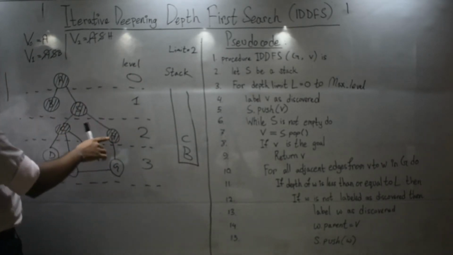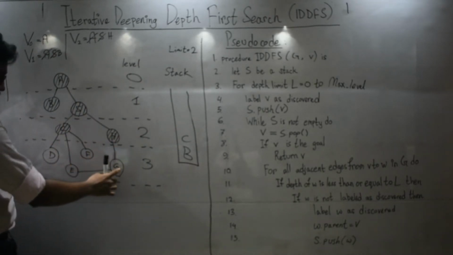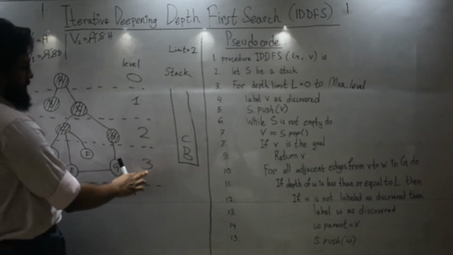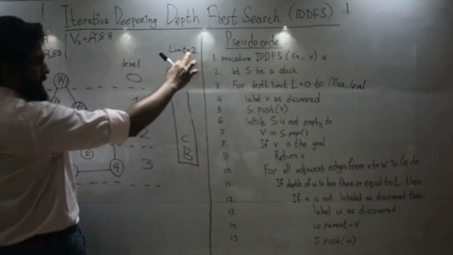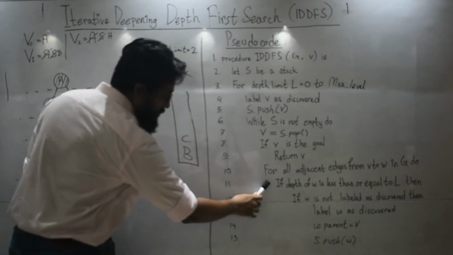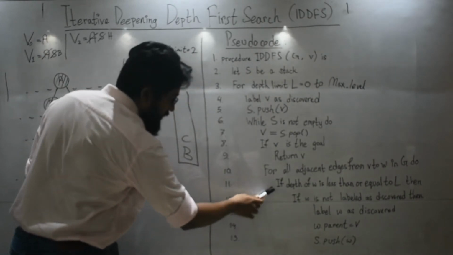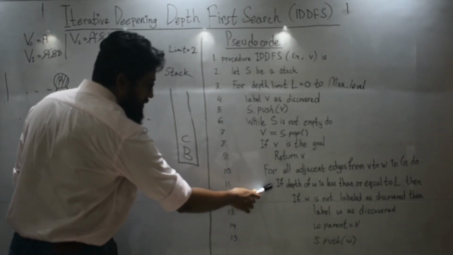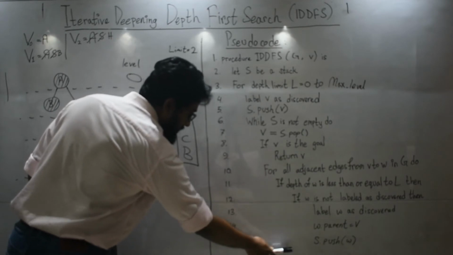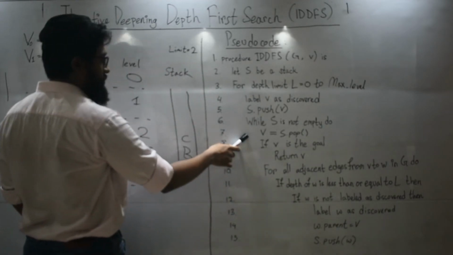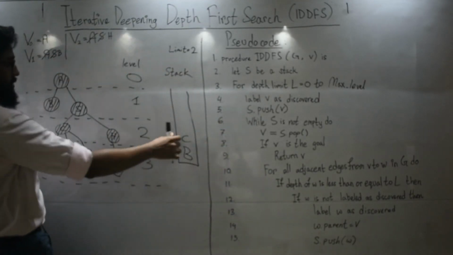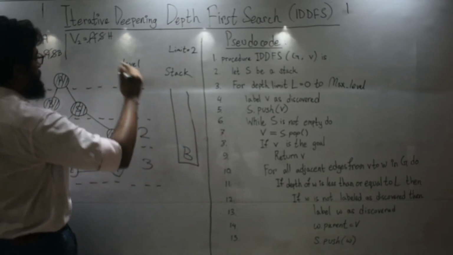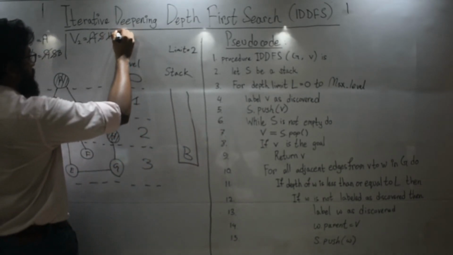The edges of H have a level which is more than my limit. So it will not come over here. This condition is not fulfilled. So this whole thing will be skipped. Again I will come to line number 7 and pop. So pop C.